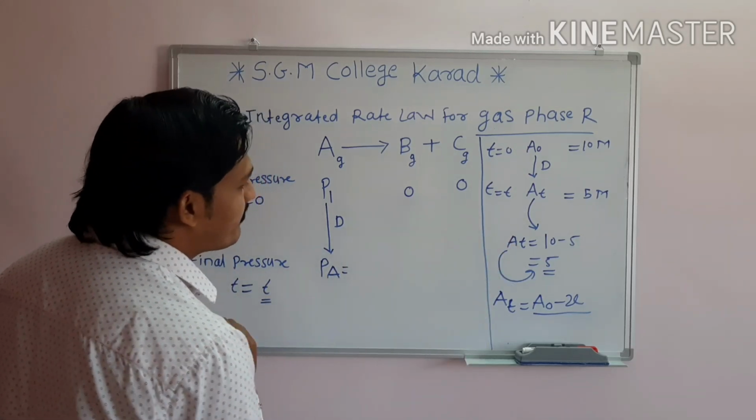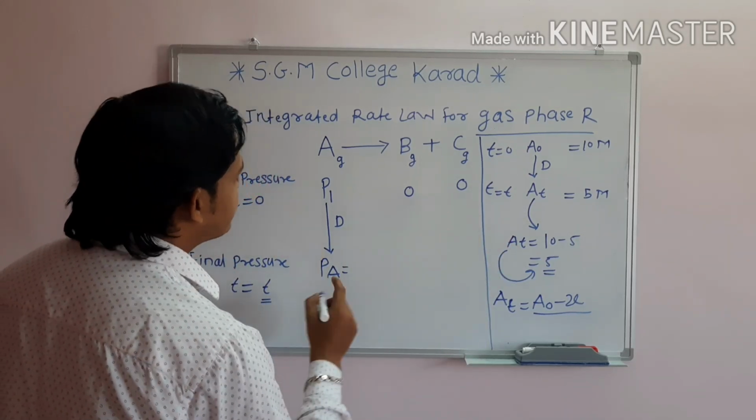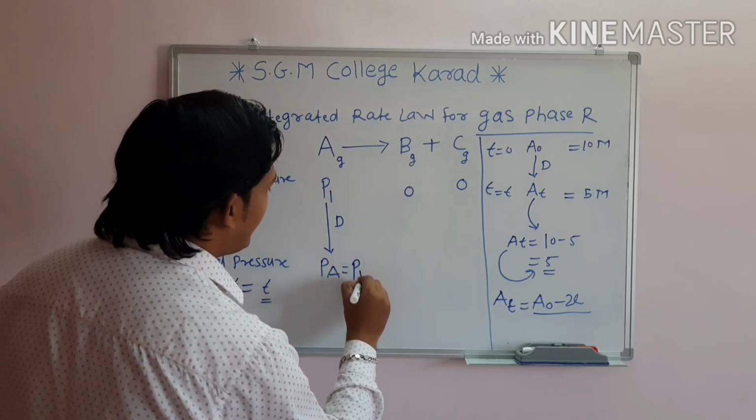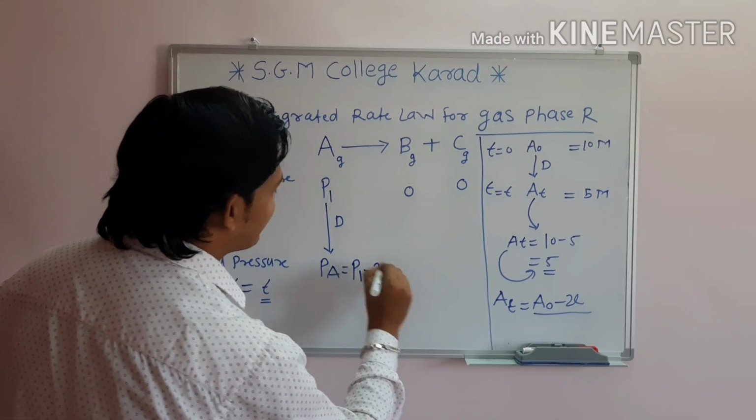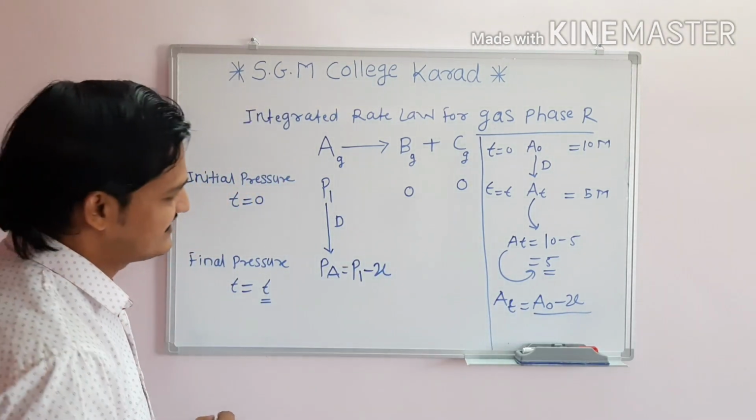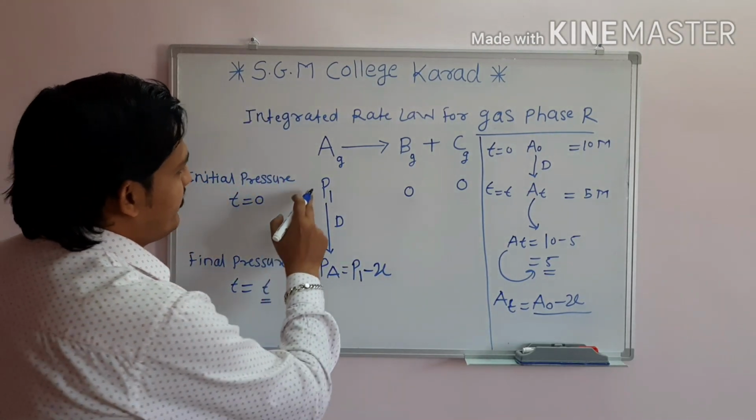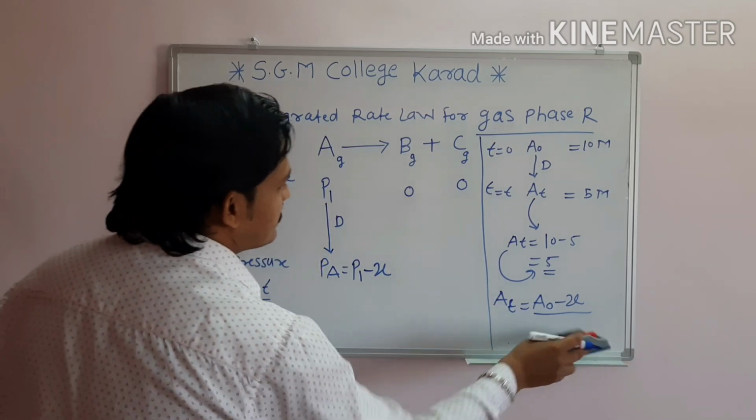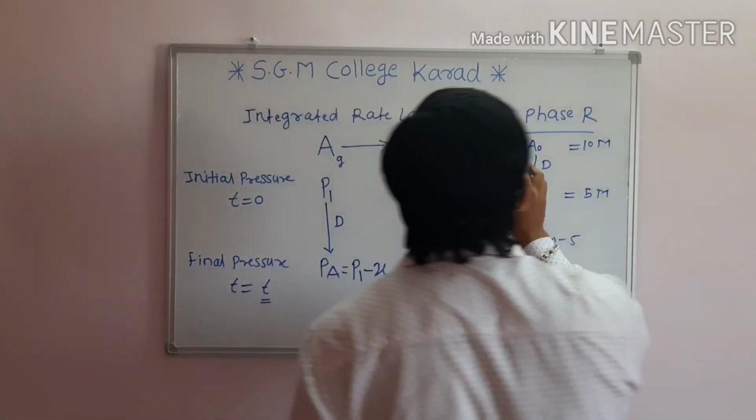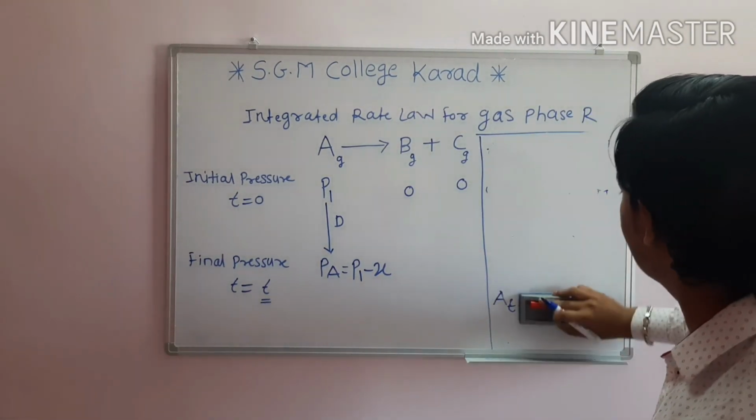So what is the value of PA? The value of PA is equal to the initial value of pressure, that is P1 minus x. P1 minus x. Same. P1, it is the value of 10. Suppose P1 is a value of 10. Pressure decreases.